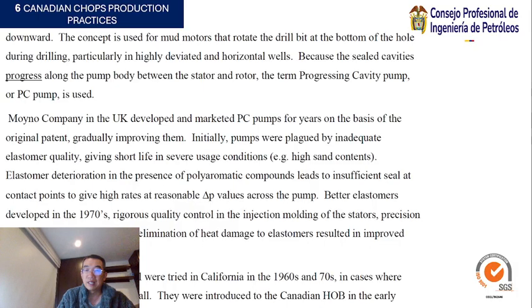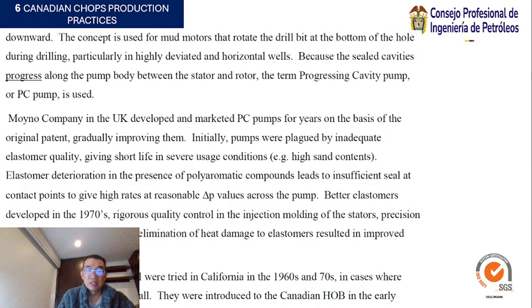Better elastomers developed in the 1970s, rigorous quality control in the injection molding of the stators, precision welding of stator sections, and elimination of heat damage to elastomers resulted in improved pump quality and capability. The first PC pumps in heavy oil were tried in California in the 1960s and 70s.